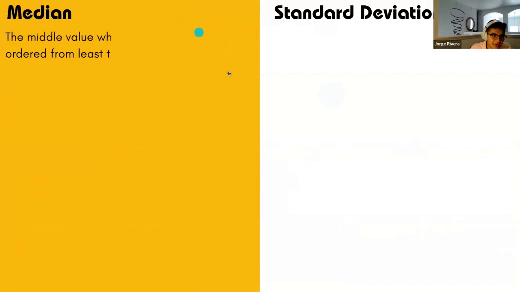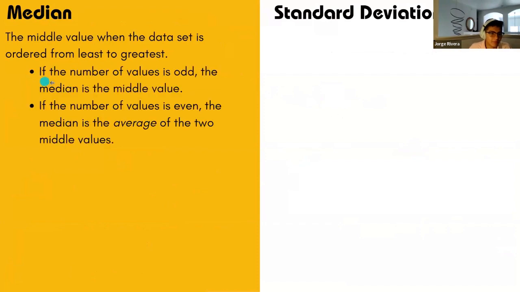So what is a median? A median is the middle value when the data set is ordered from greatest to least. If the number of values is odd, the median is the middle value. If the number of values is even, then the median is the average of the two middle values. That was a lot of words. What does that all mean?